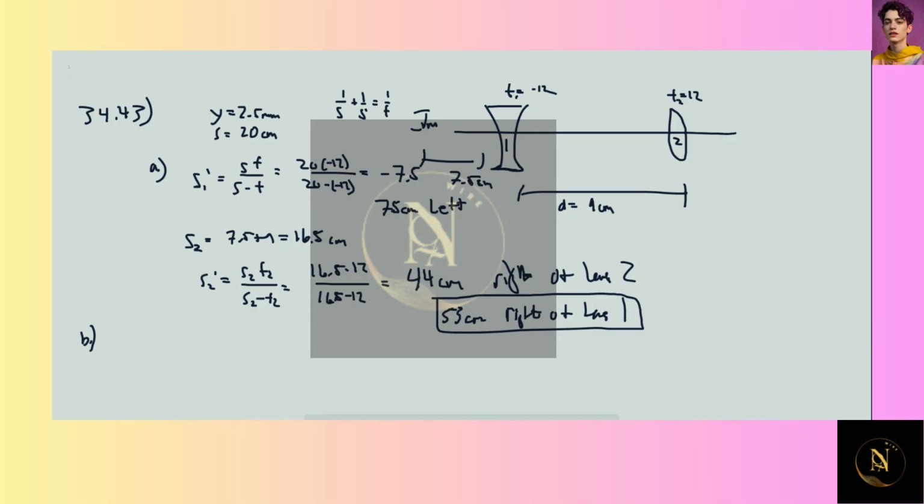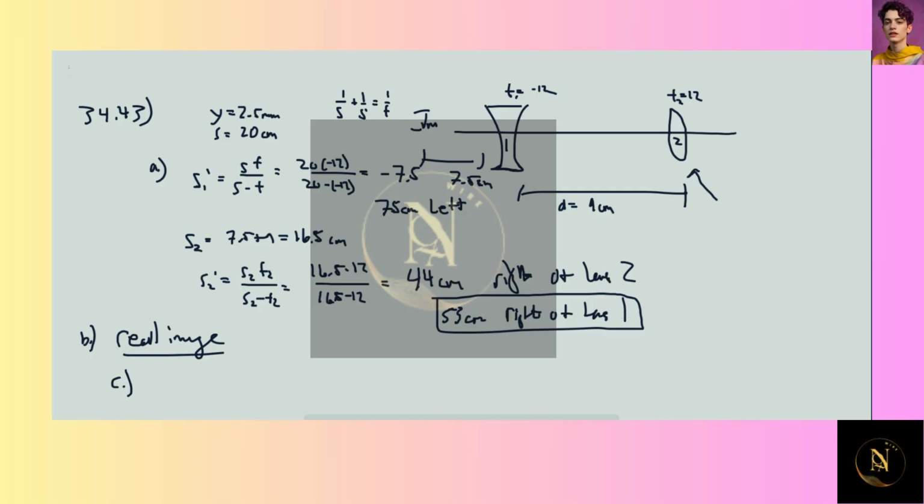Now part B: is the final image virtual or real? We don't even have to do any calculations for this, because for the image formed by the second lens, the object was on the left of it, and the image is formed on the right. That only happens in converging lenses when the image is real. So we automatically know this is a real image. Which is kind of tricky because the intermediary image formed from the first lens by itself is actually virtual.